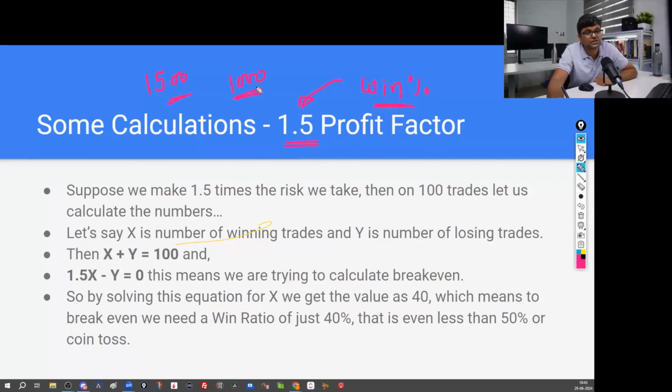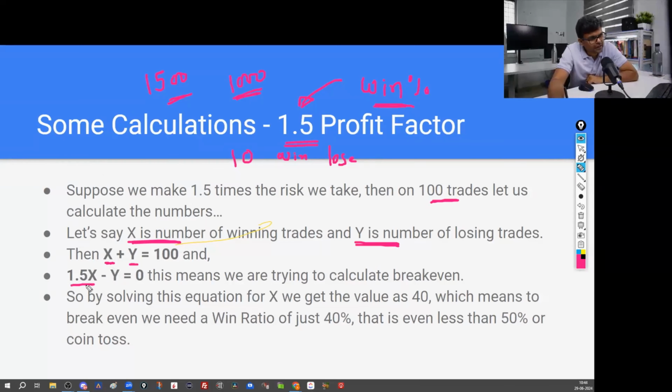Now the question is, out of let's say 10 trades, how many trades you need to win and how many trades you need to lose? So let us look at some numbers. If we take 100 trades, let's say X is the number of winning trades, Y is the number of losing trades. So the total number of trades is X plus Y is equal to 100. So we make some winning trades, some losing trades, and the total is 100. Now, when you win, you make 1.5 times. When you lose, you just lose 1.